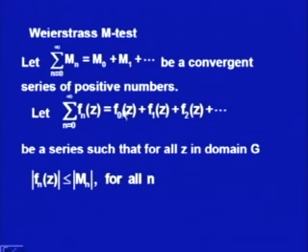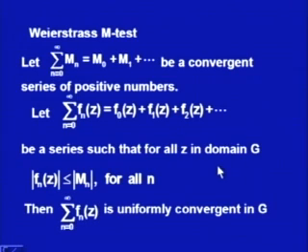The idea is term by term: f0(z) is smaller than M0, f1(z) is smaller than M1 and so on. So, term by term, if you compare, the terms of this series are smaller than the terms of the other series. If the series of Mn is convergent, then this series will also be convergent. Accordingly, summation n equal to 0 to infinity fn(z) is uniformly convergent in G. So, this result can be used to establish the uniform convergence of a given series.